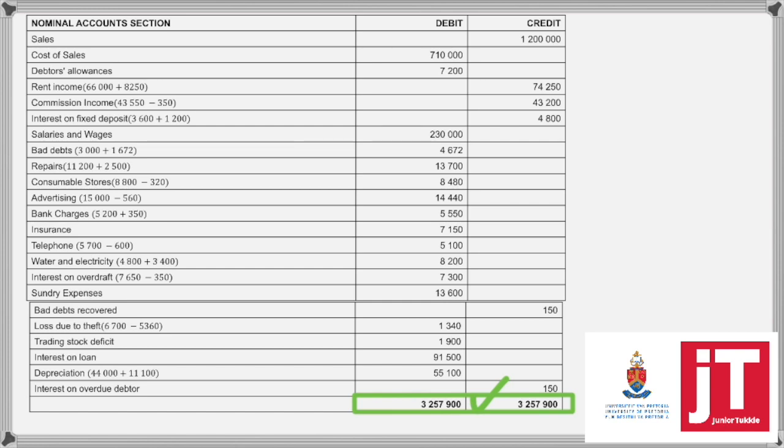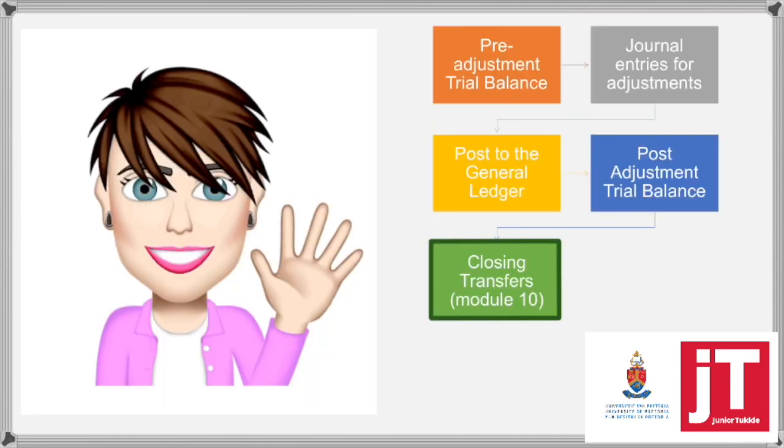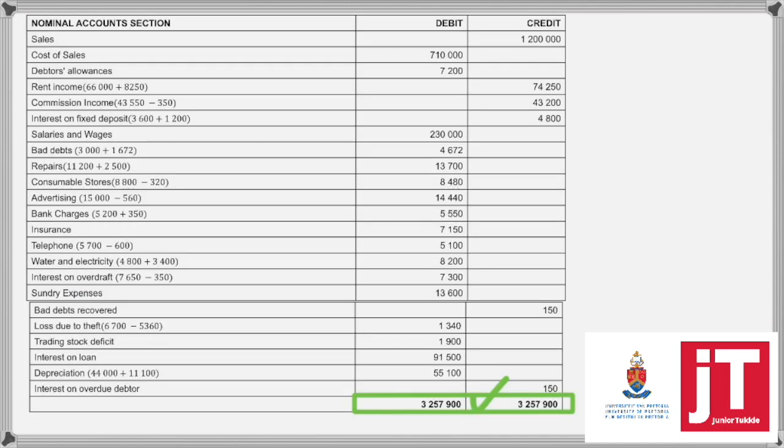And then eventually, what is a trial balance about? To double check our double entry system. So our debits must equal our credits. And if that happens, it means we've done it correctly. And we can move on. We have done all our adjustments perfectly correct.